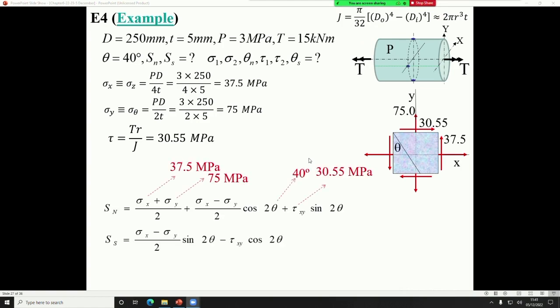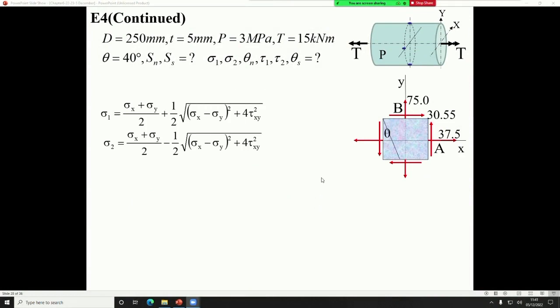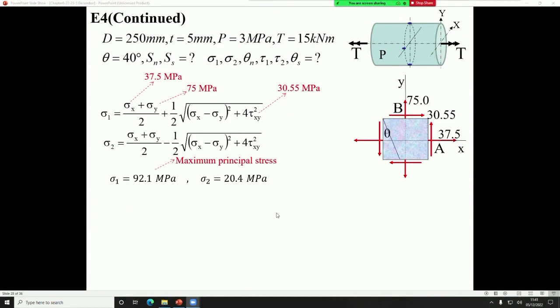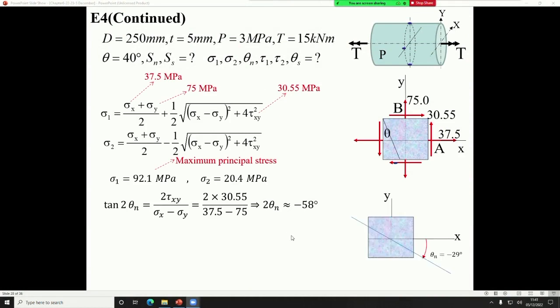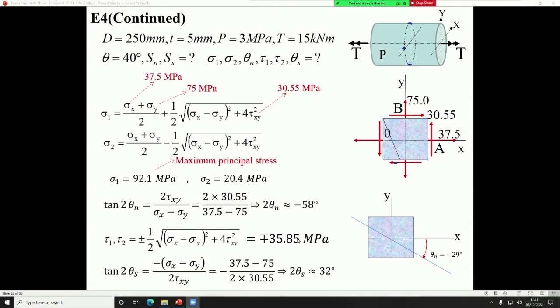And I showed you how to find the normal stress and shear stress on a plane whose normal makes an angle of 40 degrees using these two equations. I showed you how to find principal stresses, and the maximum and minimum principal stresses. That is the orientation of the principal plane, and the maximum and minimum shear stresses and their orientation. So the angle between these two must be 45 degrees. So we're going to repeat it using Mohr's diagram now.